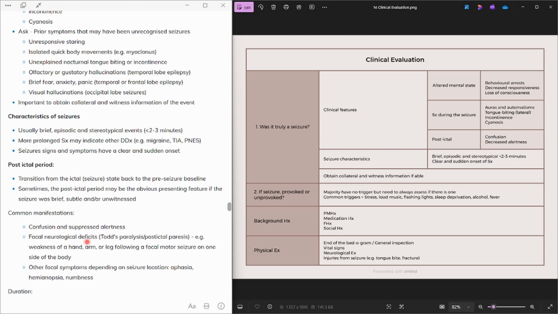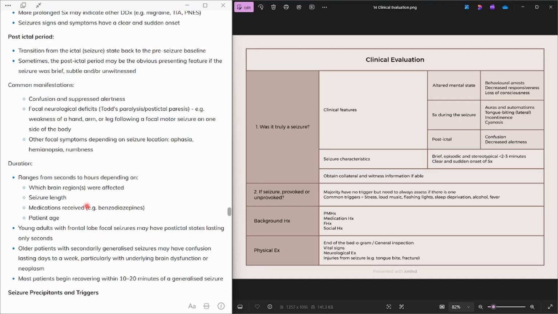You can have focal neurological deficits such as Todd's paralysis, where you get weakness of a hand or an arm or a leg, and this occurs after a motor seizure on one side of the body. And other focal symptoms will depend on the seizure location, as mentioned before.